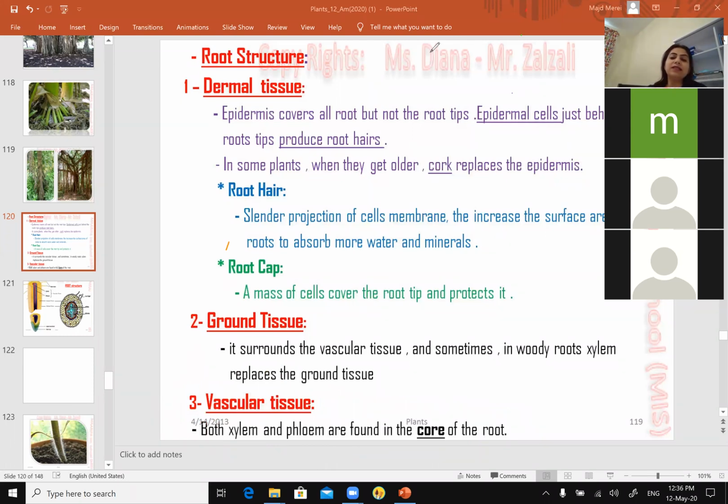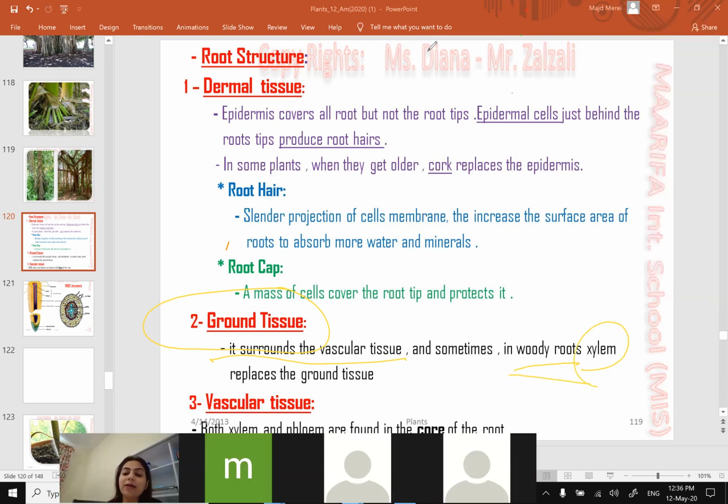Bravo. The second tissue, which is surrounding the vascular tissue, is the ground tissue. So it surrounds the vascular tissue. Sometimes in woody roots, xylem replaces the ground tissue. In woody roots, there will be no ground tissue. Xylem replaces the ground tissue.